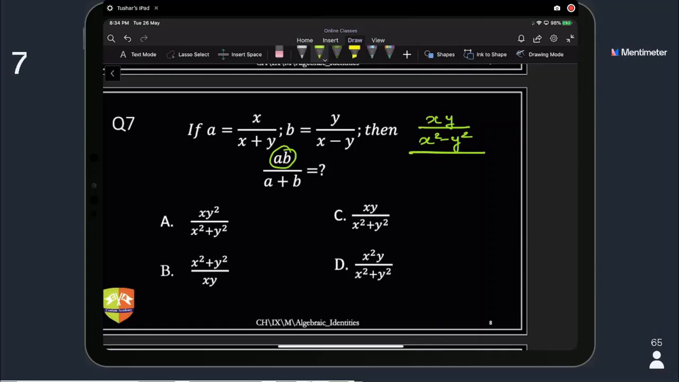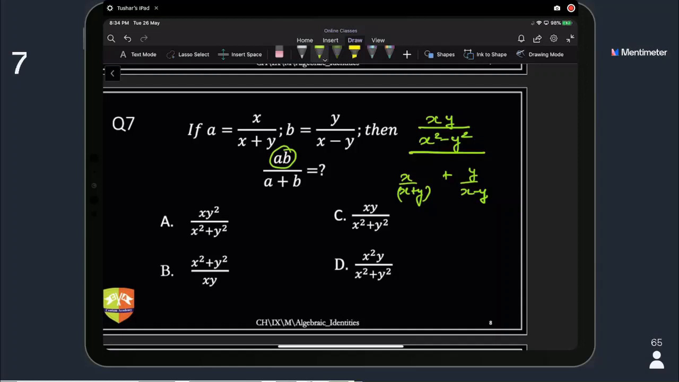Done. A plus B. Let's write A plus B. So X by X plus Y plus Y by X minus Y. Common denominator. What happened? What? C? C means what?